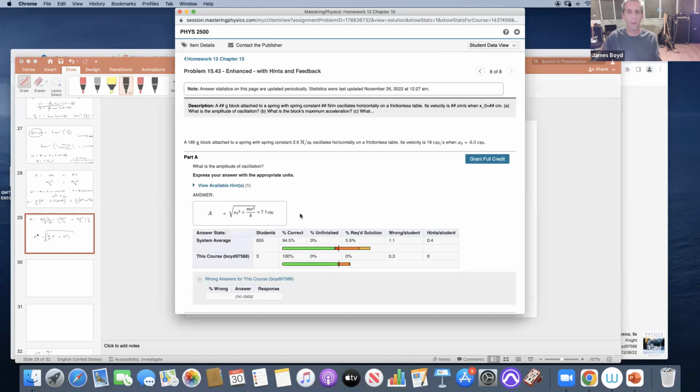So x is 0.05. Or leave everything in centimeters, but don't do that because you're going to divide by k. Turn everything to meters first. So 0.05 times 0.05, the x squared, plus m in kilograms, 0.180 kilograms, divided by k, which is 2.6, multiplied by v, which is 0.19 times 0.19. Then take the square root of that answer, and you get 0.0707, or 7.07 centimeters.